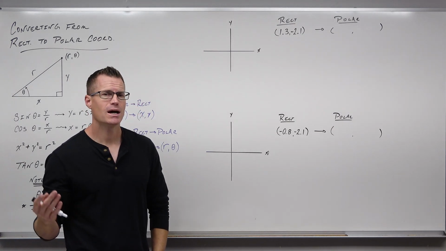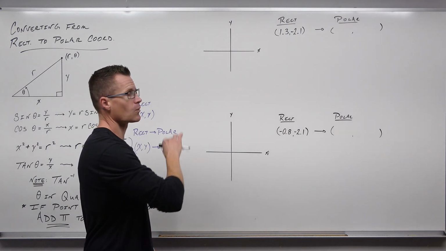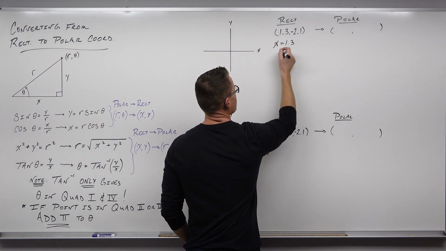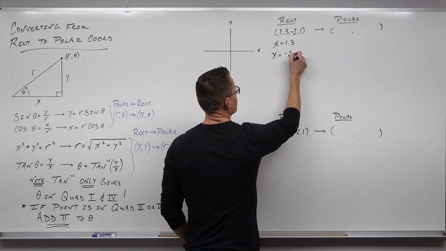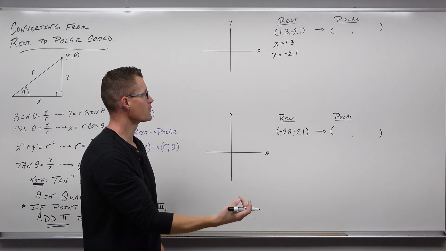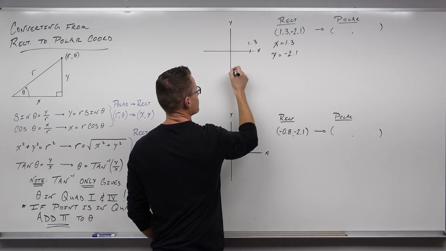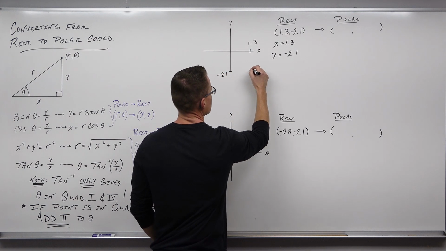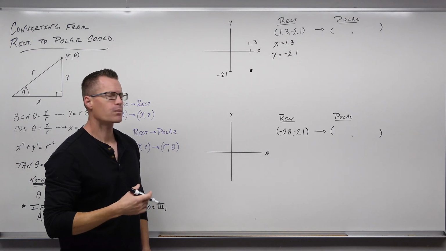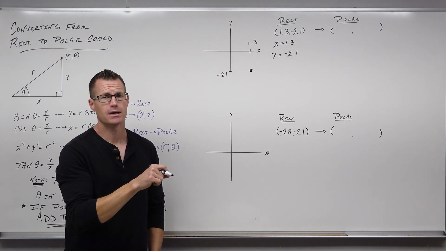So the first thing, we got a rectangular coordinate representation of a point. Let's write down x, let's write down y, let's plot where that is. So positive 1.3 for x, negative 2.1 for y puts us into quadrant 4. Let's say right about there. All that really matters is that we are in quadrant 4. That's how we're going to find our theta in just a moment.